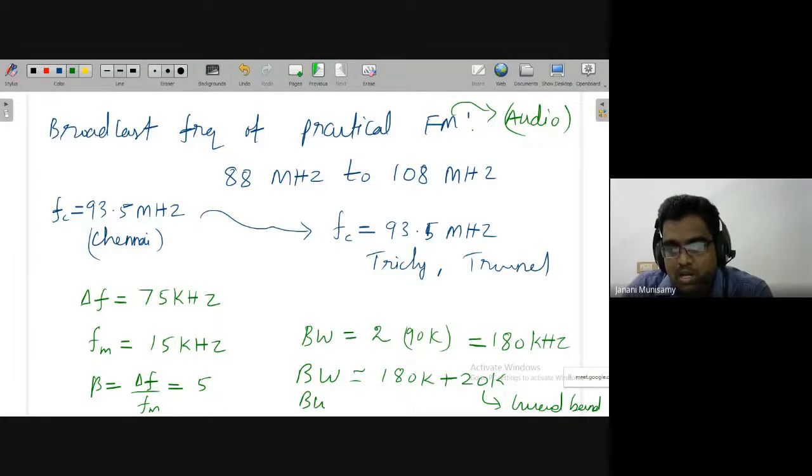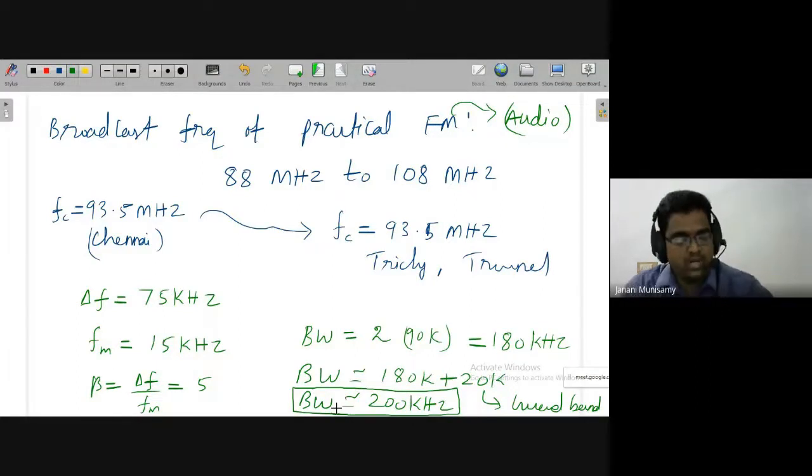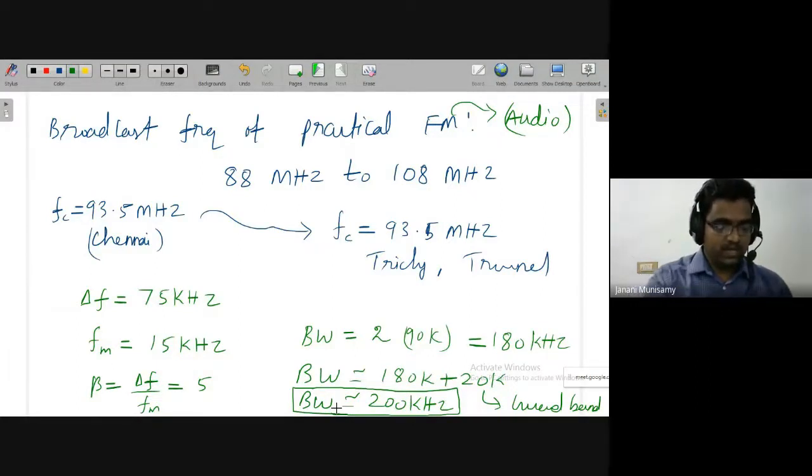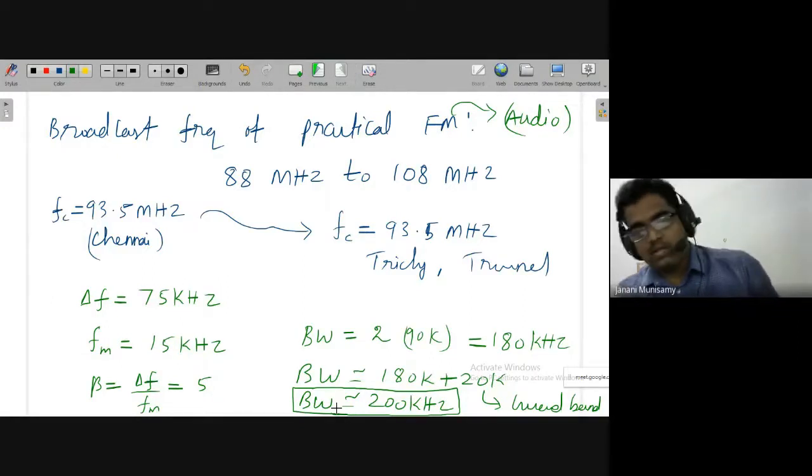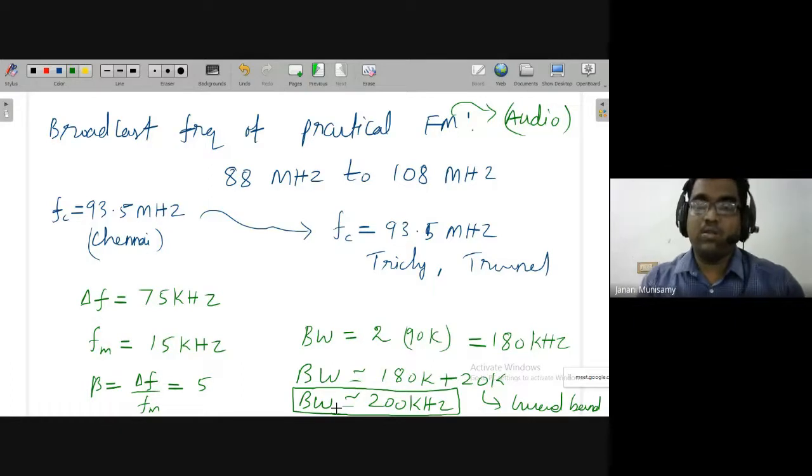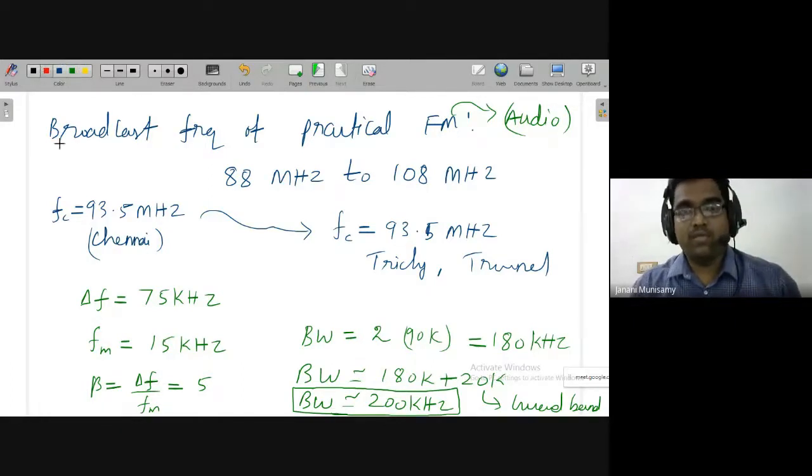So in general, the bandwidth of the practical FM system is 200 kilohertz. You have to remember this. That is fixed because beta is fixed. Once you fix beta, you can calculate the bandwidth. So all this is about the practical FM system.